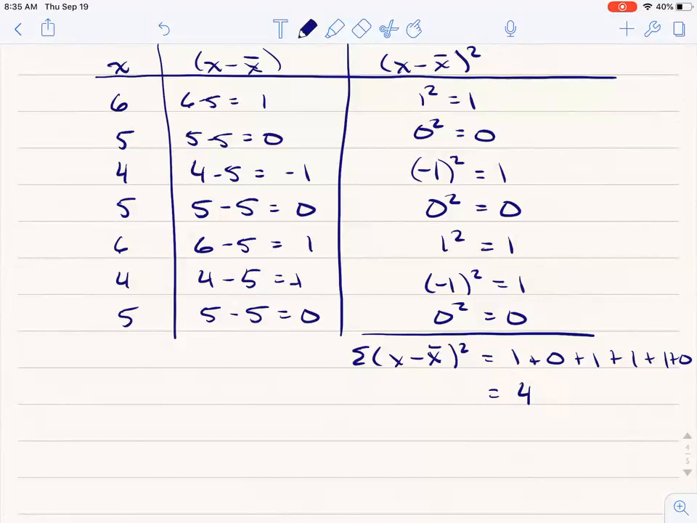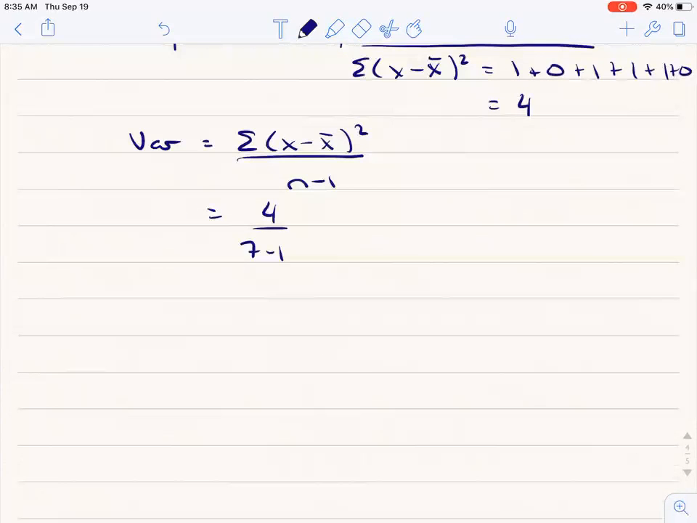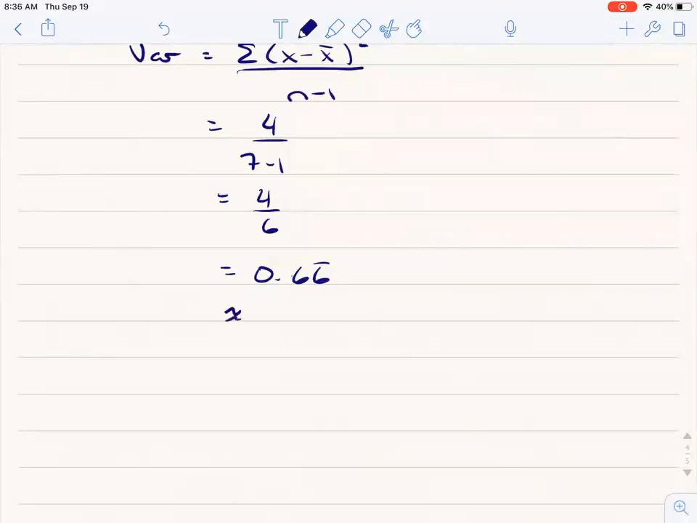But when we add the squared differences all up, we get a huge difference. And so the variance is the sum of the x's minus x bar squared over n minus 1, which is 4 over 7 minus 1, which is 4 over 6. 0.66 repeating. I'm going to round that to 0.67, just the two decimal places.